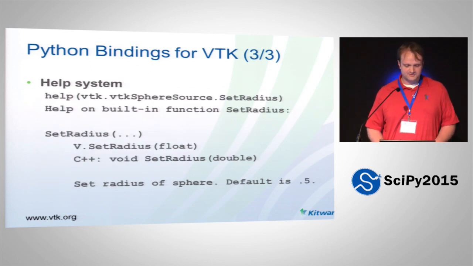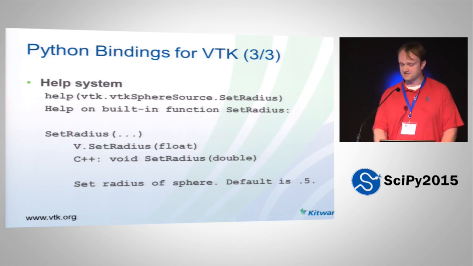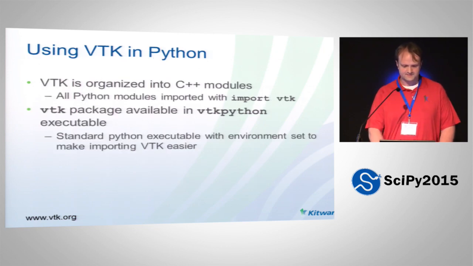Another really cool thing is that the help system in Python works with VTK. So for the wrapped VTK classes in Python, if you call help on any of them, you can get information about them. And this comes directly from the Doxygen documentation on the C++ side. So here I wanted to find out about the SetRadius function in the sphere source, and I get the documentation back from that.